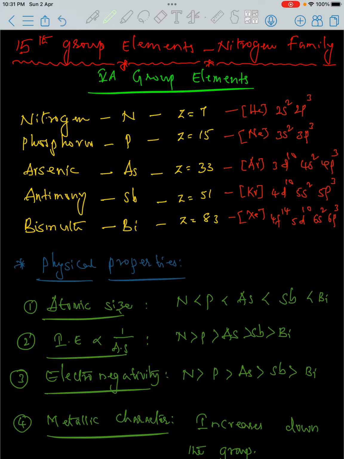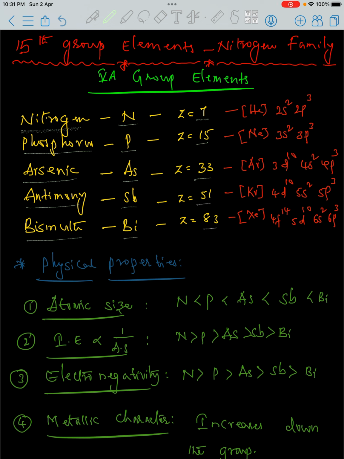From p-block elements, let us discuss the 15th group elements. The 15th group elements are also called the nitrogen family or 5A group elements. In this group we have 5 elements: the first one is nitrogen, and the second is phosphorus, then arsenic, antimony, bismuth. Here are the symbols of these elements, and their atomic numbers are 7, 15, 33, 51 and 83.